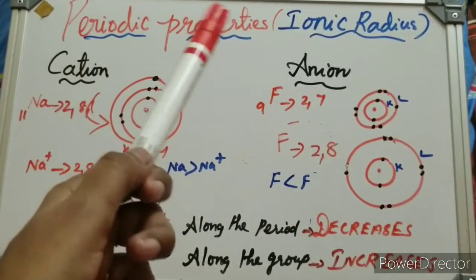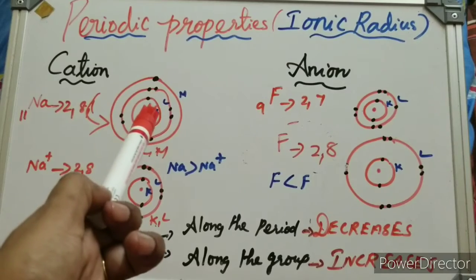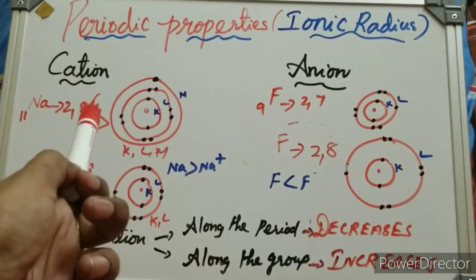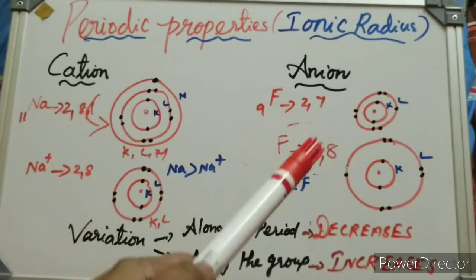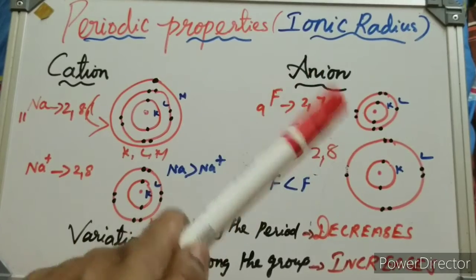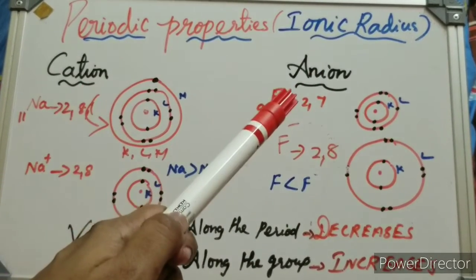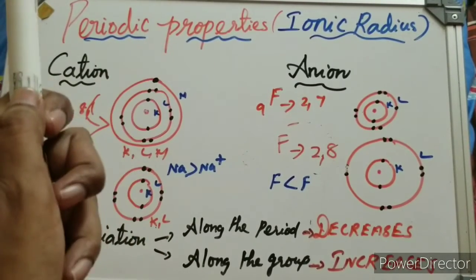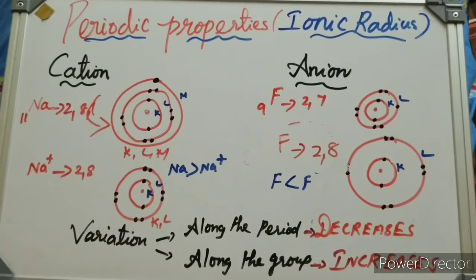One is cation, another one is anion. A cation is formed when a neutral atom loses electrons, so the neutral atom changes into a positive ion, the cation. When a neutral atom gains electrons, it changes into a negative ion, that is the anion. So what about the size of the cation and the anion? That concept is very important. I am going to explain the size of the cation and anion.